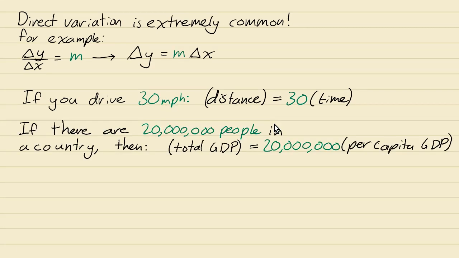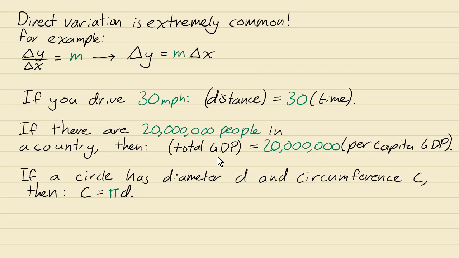Another little economics example is, let's say there's a country with 20 million people in the country. Then if you want to talk about the total gross domestic product, I'm not going to get into what that means, but it's like the total amount of money that was spent in the country. That number is 20 million times the per capita gross domestic product. So those are numbers that are thrown around in economics. This per capita means per person. So this is like the GDP that goes with one person. If you multiply that by 20 million, you get the total GDP.